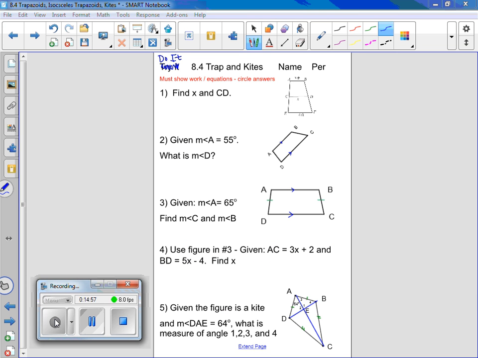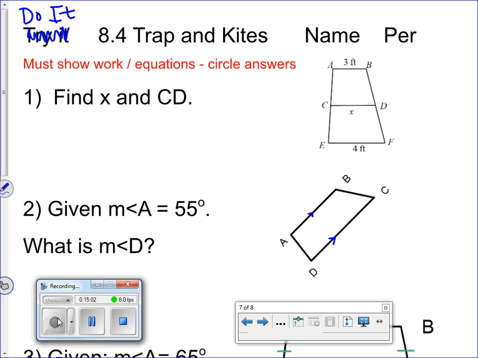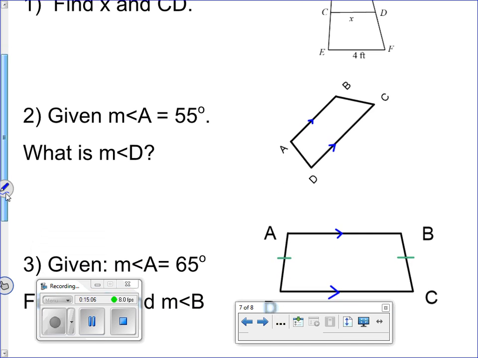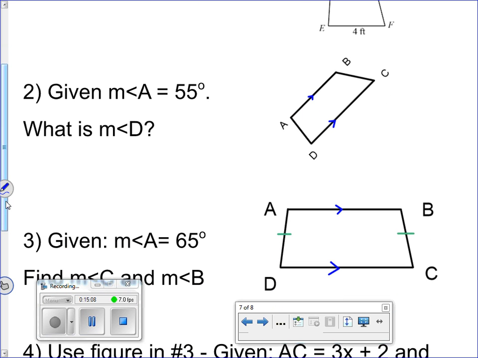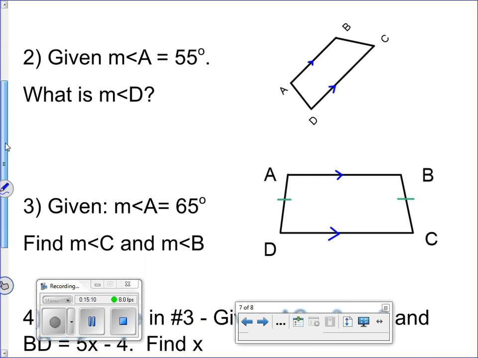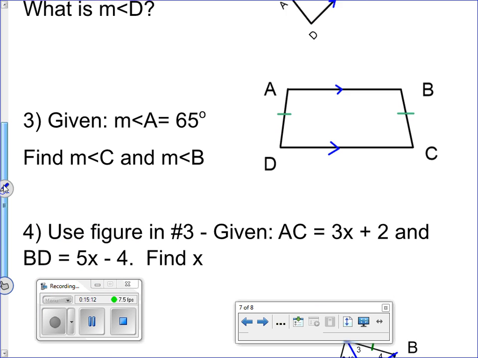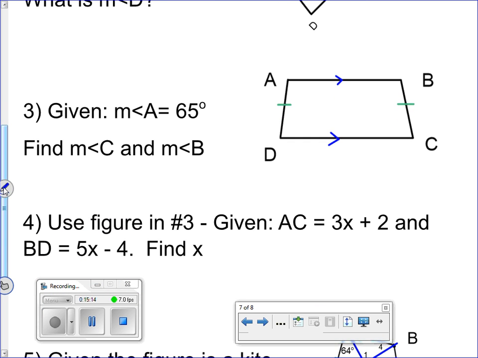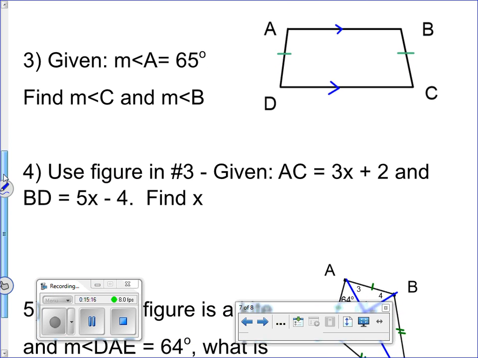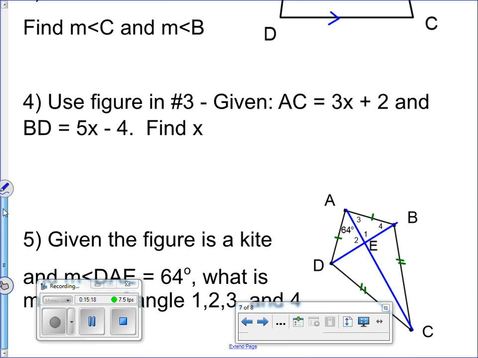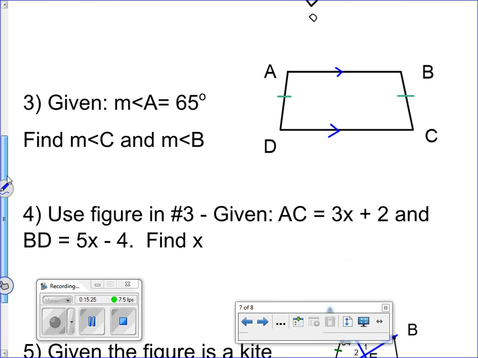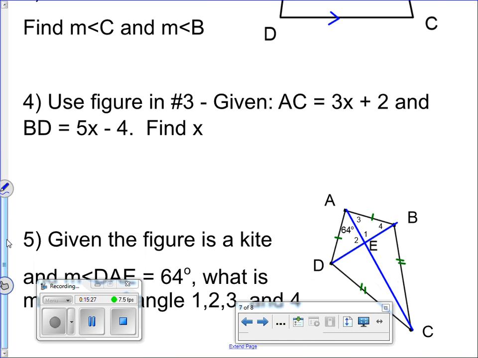Okay, so here are your do-it problems. Let's go ahead and get a little bit closer to them so you can see. Looks like the first one there is a mid-segment problem. It's going to be a trapezoid. What are the characteristics of the angles? Isosceles trapezoid. What are the characteristics of the angles? What happens there? It's going back and looking at the diagonals. We did a problem like that.